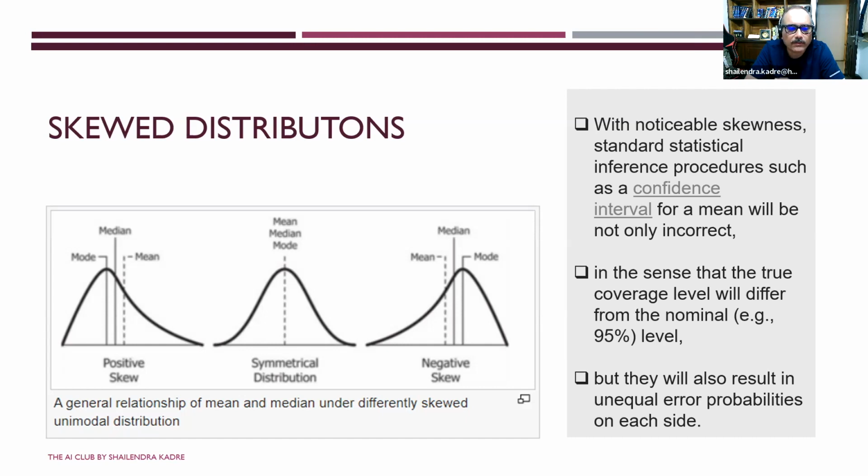Very easy to remember. Mode will always be on the peak. Positively skewed: mode will be on the peak, the mean will be on the rightmost side because the right hand tail is longer, and the median will sit in between. Negatively skewed: mode will be on the peak, the negative tail is longer so the mean will be on the most negative side, and in between the median will sit. Got it, guys? Any challenge in this?